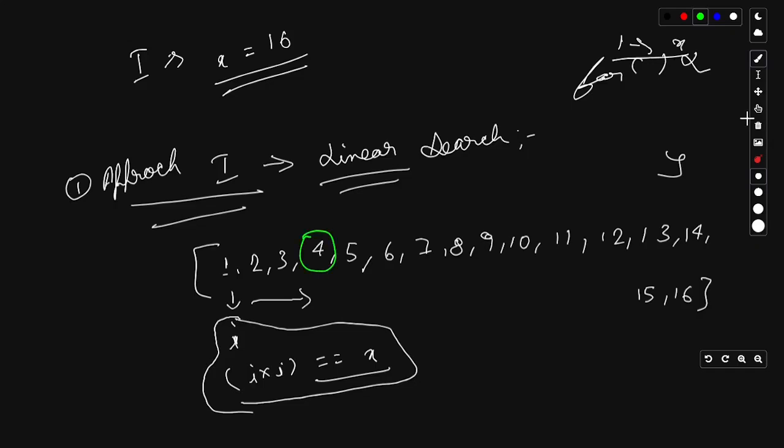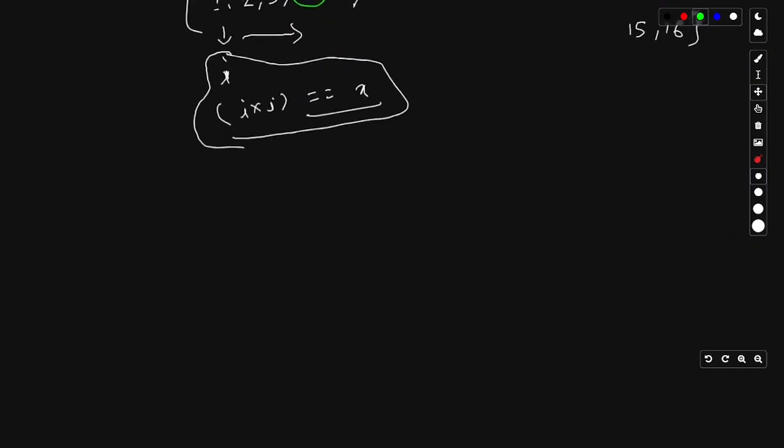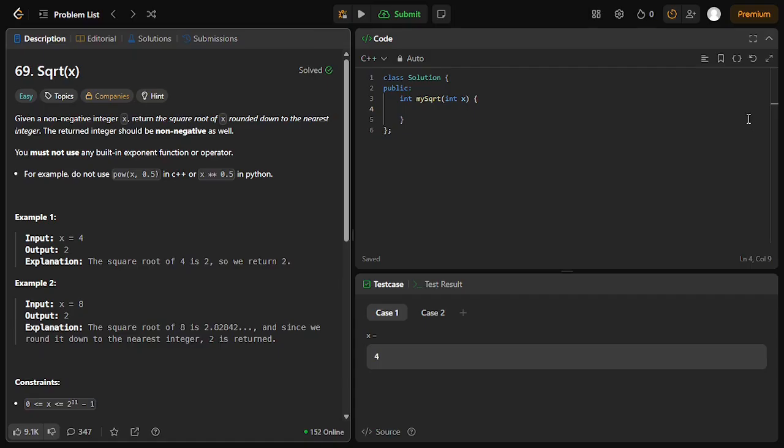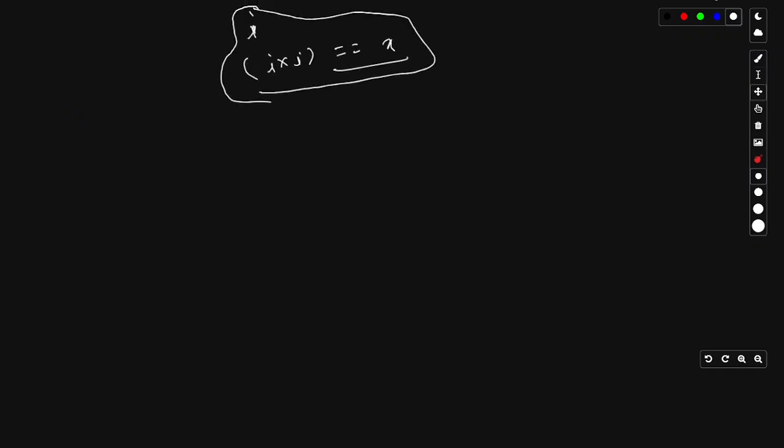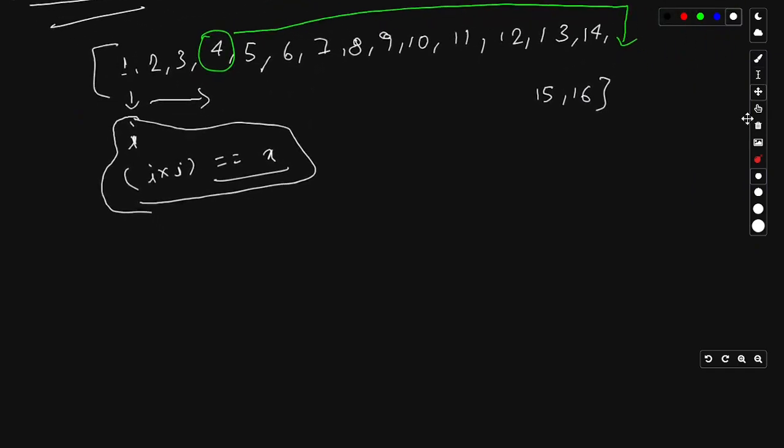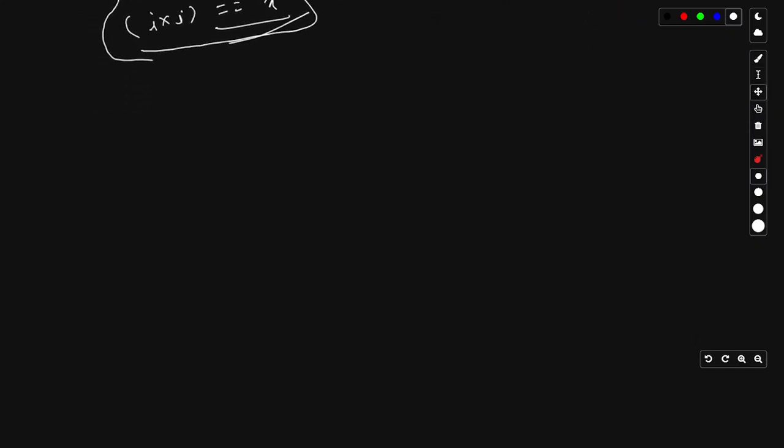After a particular number, there is no possibility for a number to be the square root of 16. To optimize the solution, we can have our second approach to this problem, which is binary search. Since we have our search space, as I've shown you here, as this array, what we can definitely do is make another search space.